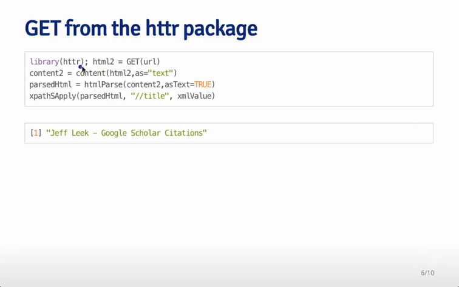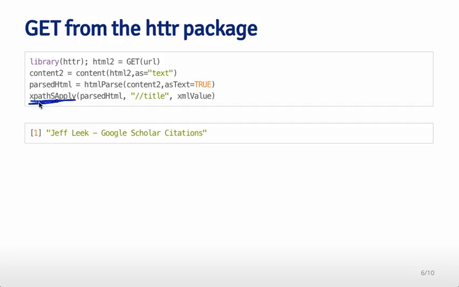So here, I've loaded the httr package, and then what I do is I take that same URL I was using before, and I just GET the URL with html2. And then what I have to do now is actually extract the content from that HTML page. And so I do that, and I say I'm going to extract the content as text, just one big text string. And then I can use the htmlParse command to parse out that text and get the parsed HTML. And so this parsed HTML is going to look exactly like what I would have got if I had used the XML package to extract the data directly.